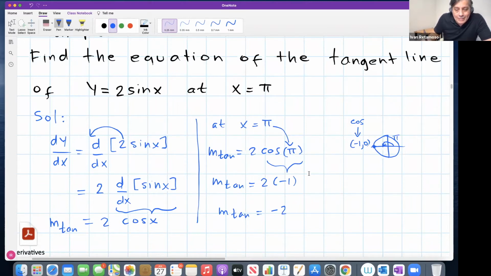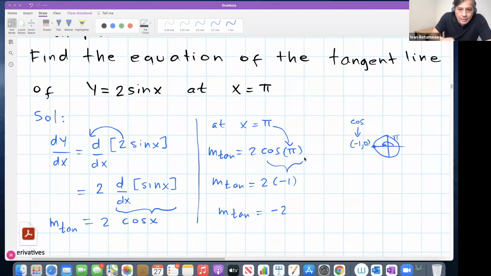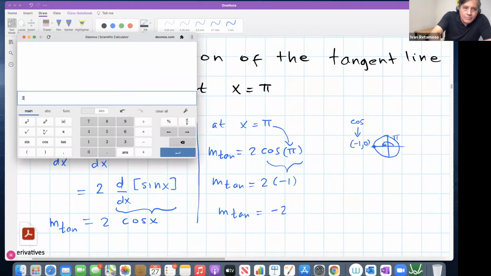Now, if you don't remember this stuff from the unit circle, guys, you can compute this in a calculator as well, but just be careful. You have to work in radians. Remember, this pi doesn't have the little hollow circle on the top, which means that it's in radians. So if you're going to compute this using the calculator, be careful. Let's do this. 2 cosine of pi. Any scientific calculator has pi embedded there. It's one of the keys.